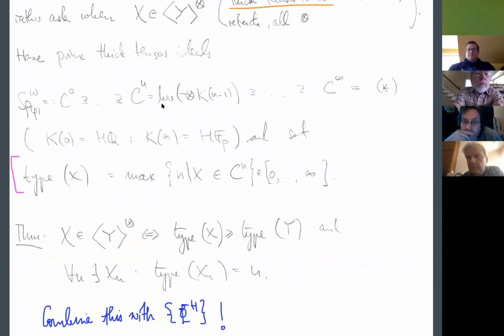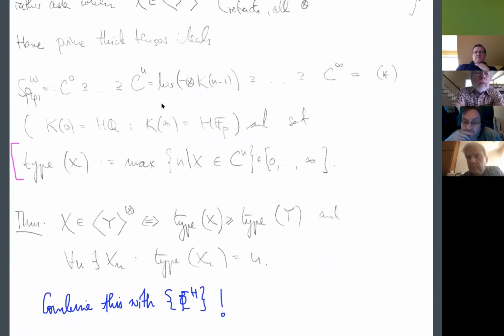First, there are just a couple of examples of such thick tensor ideals in finite P-local spectra labeled C0 through C infinity, which are just the kernel of the Morava K-theories, with the usual convention that K0 is HQ. So C0 is everything, C1 is P-local torsion spectra, and C infinity is P-acyclic, so it's only the contractible ones. I'm working in a P-local setting all the time.